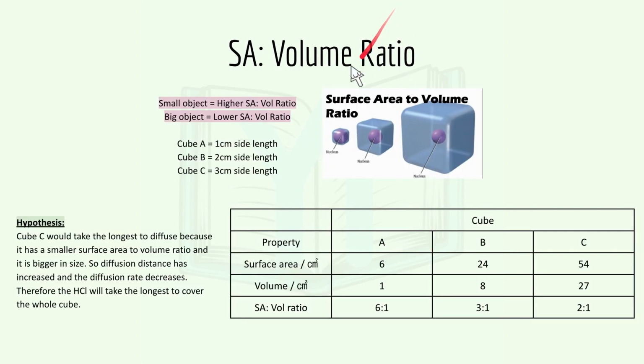So for the first lesson, we have surface area to volume ratio. One thing to note is that a small object has a high surface area to volume ratio, and a big object has a lower surface area to volume ratio.